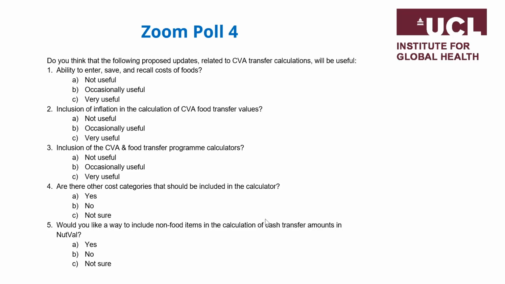Question 3 is, is it useful in NutVal? I didn't really show you that very much in the demonstration, but there is a calculator which allows you to scale up the individual transfer values to a program calculation. So would it be useful to include the CVA and food transfer program calculators to allow for that to happen? Not useful, occasionally useful, or very useful.